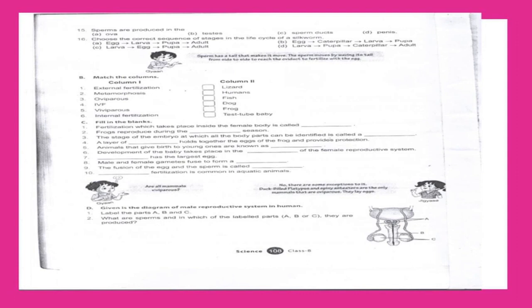So I have told the labels of parts A, B, C. What are the sperms and in which labeled parts they are produced? Sperms are the male gametes and they are produced by the testes. I hope you are able to follow this.